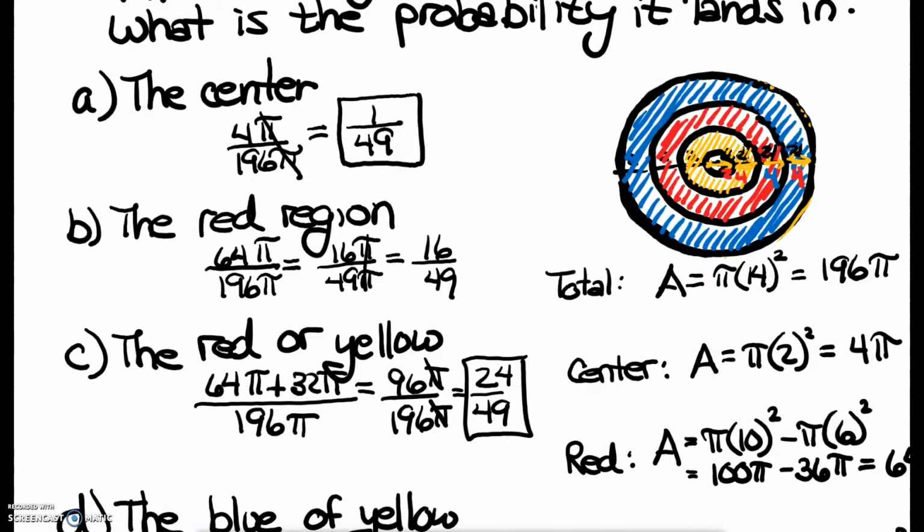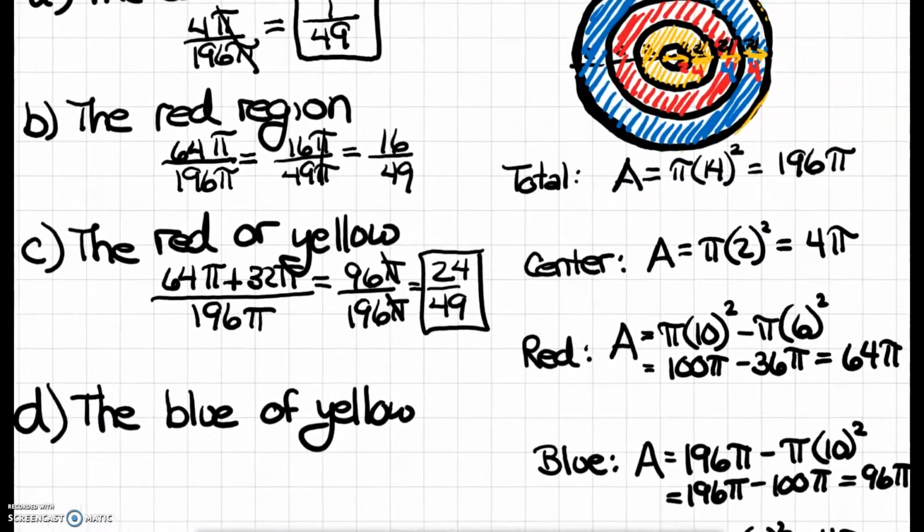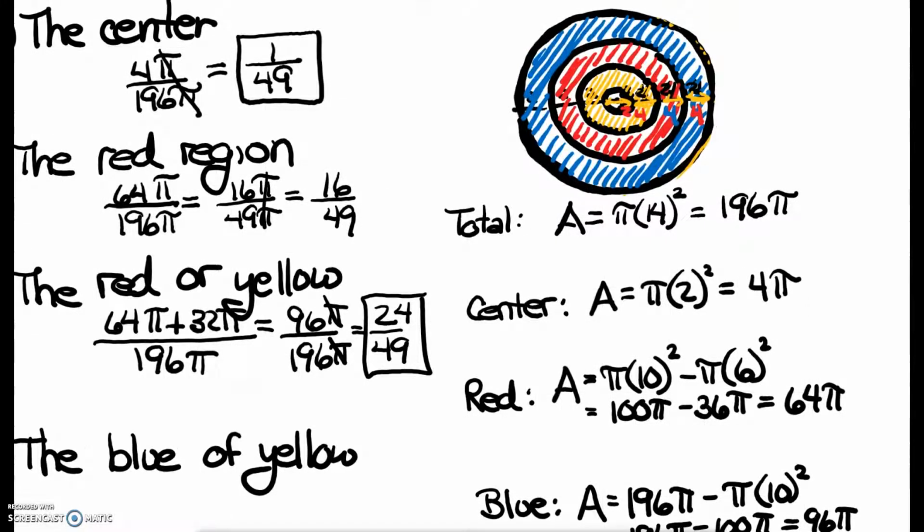The red region, the red or yellow region, and the blue or yellow region. So what I did here off to the side in the last video is I calculated the total area of the outside circle. So it's this whole circle. I calculated the area to be 196 pi. I calculated just the center circle to be 4 pi because it had a radius of 2.